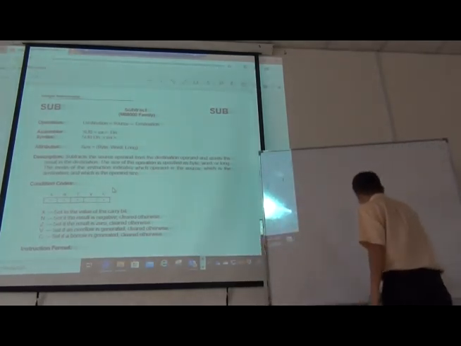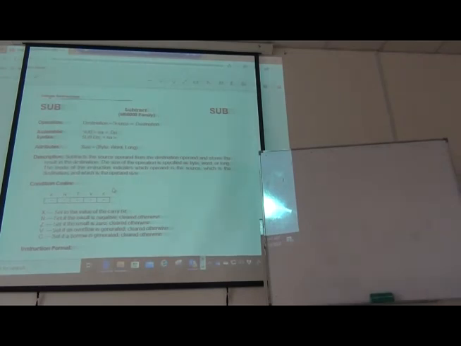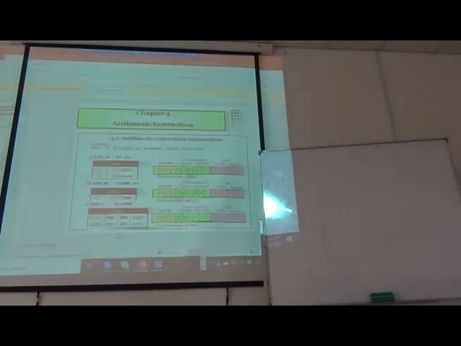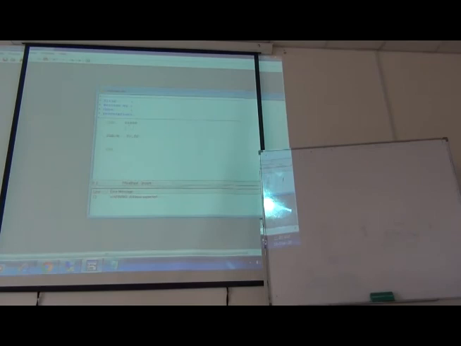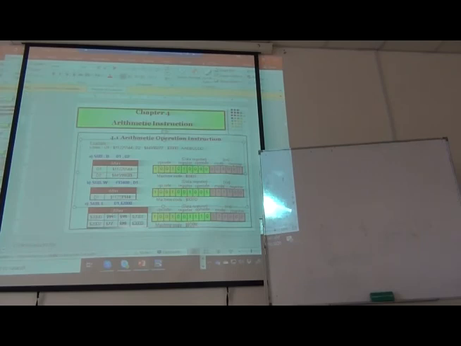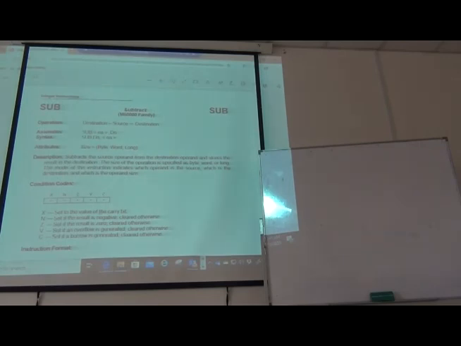Let's take 2 examples. The first one is from here. Sub.byte D1, D2. So the command will be sub.byte D1 and D2. Okay, so far? So we are going to put it here in the 68K. Then we are going to look back at the data sheet. The data sheet for this one is going to use the sub operation.